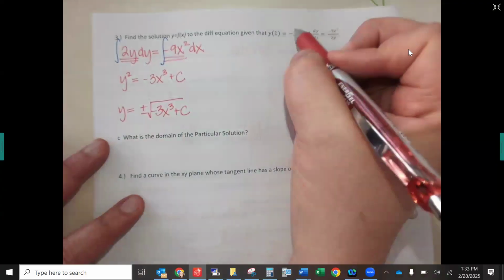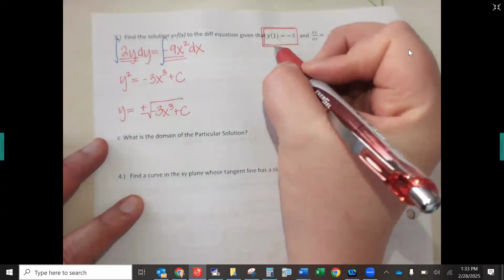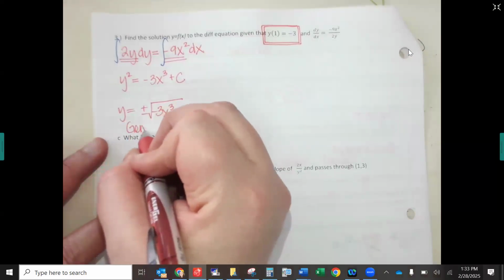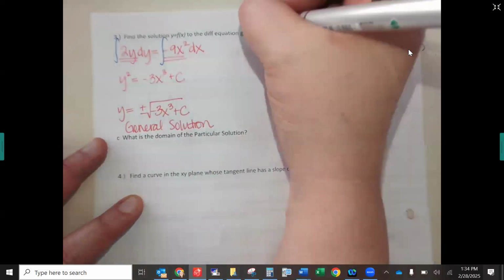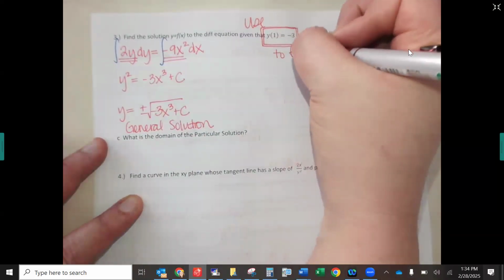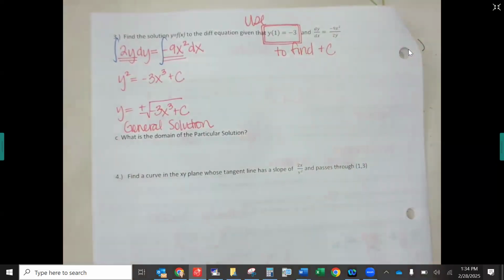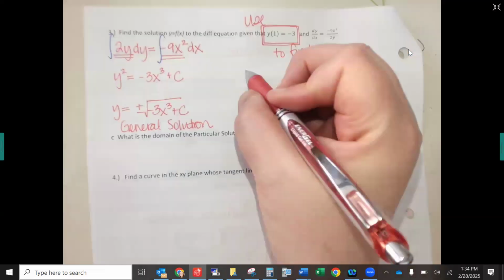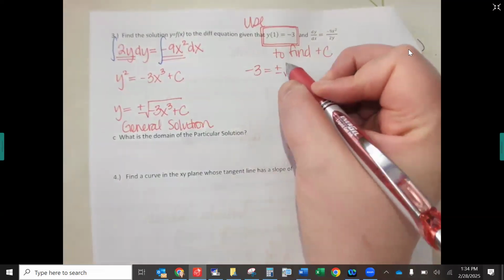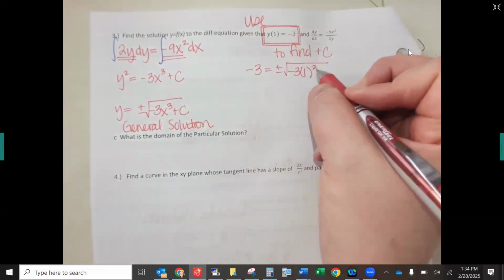Okay, from there, you're going to use this information to find what your plus C needs to be, so that instead of a general solution, you'll have the particular solution. I'll give you a sec to try that. My y value is -3, equal to plus or minus, my x is 1.